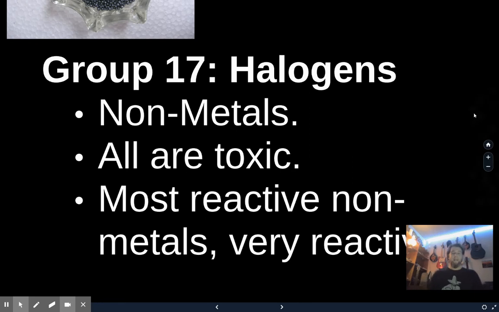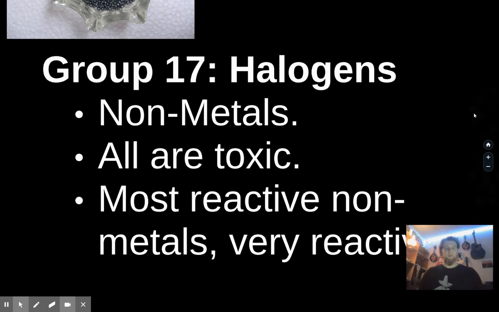So group 17, this is the second to the last group. So this is once again a non-metal group. And they have a special name called the halogens. So the halogens are all toxic. And so we're going to look at that group in a minute. They are the most reactive non-metals. So we had the alkali metals that were the most reactive metals. And then we have the halogens, which are the most reactive non-metals.